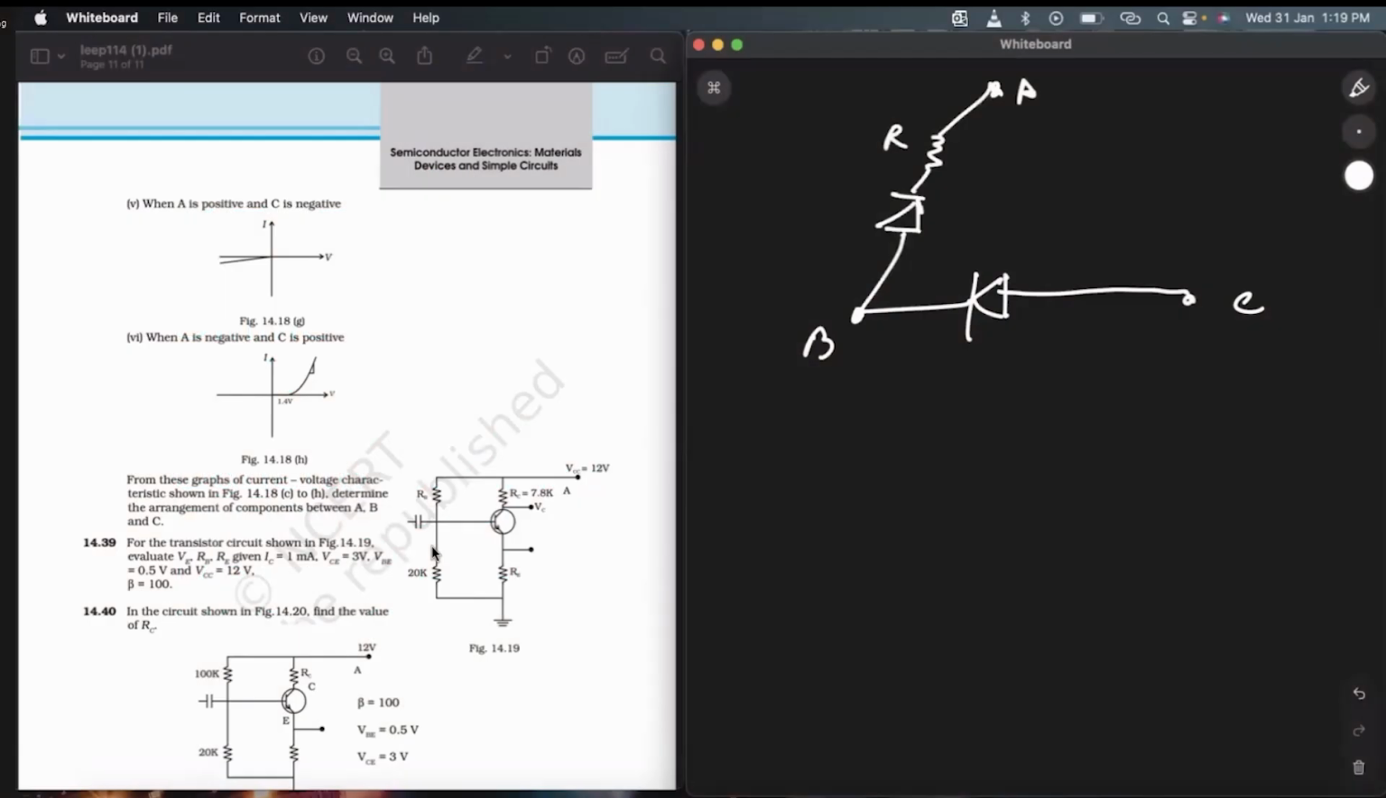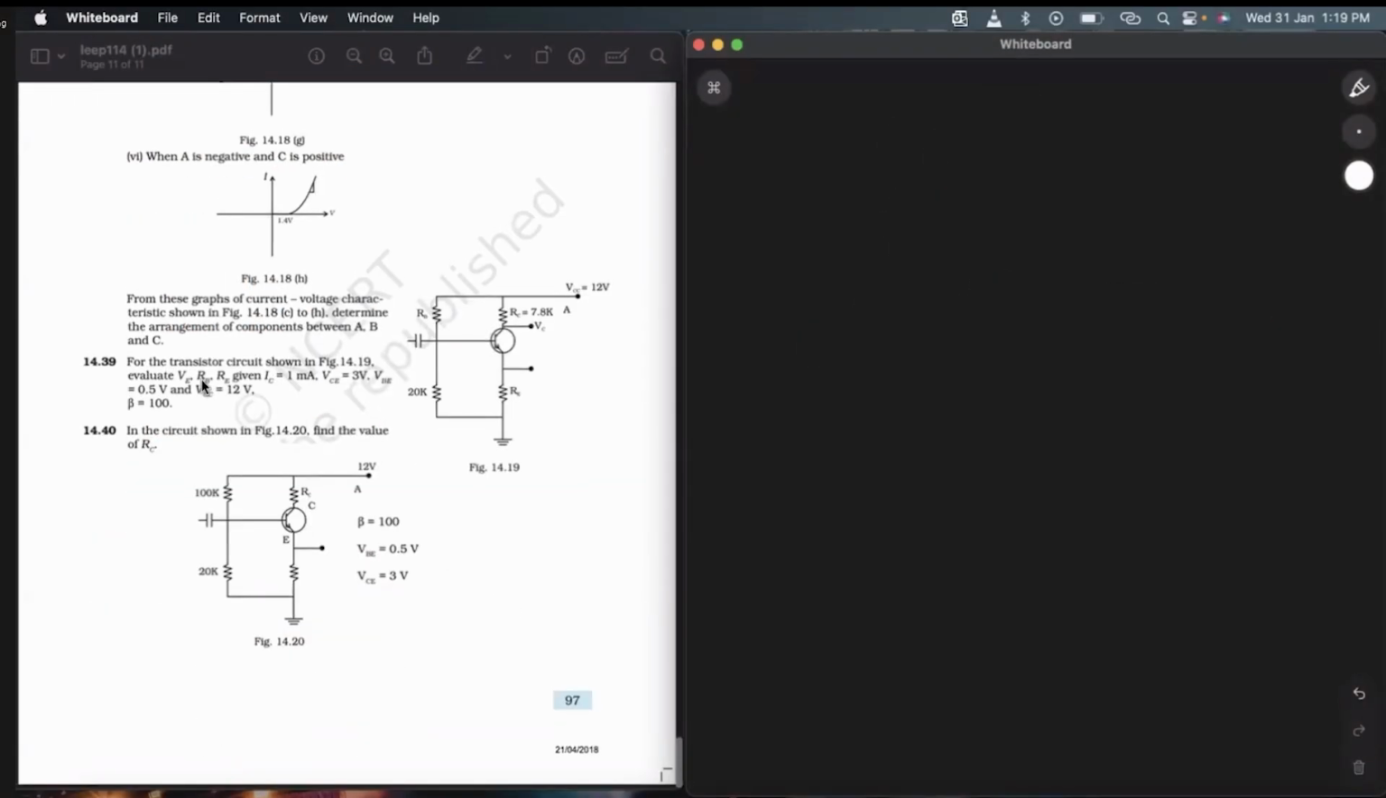Simple graph. Moving forward, I have question number 39. So for the transistor circuit shown in the figure, okay, this is the transistor circuit. Calculate VE, RE given IC is equal to 1 milliampere, VCE is 3 volt, VBE is 0.5 volt and VCC is 12 volt. And beta, the gain, is given to us. Okay, so for this we have to draw a circuit.